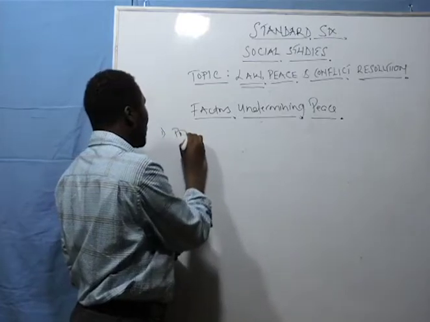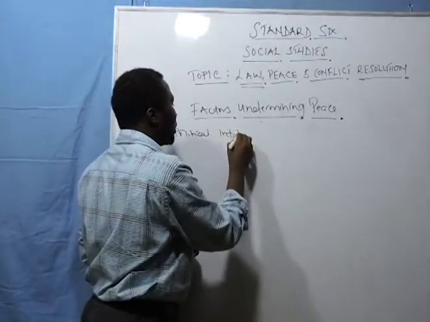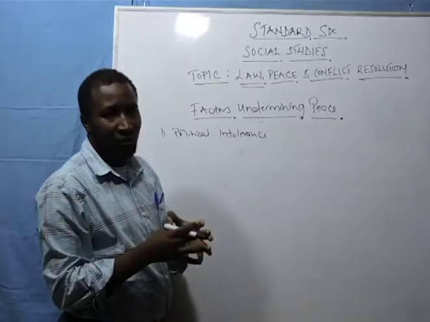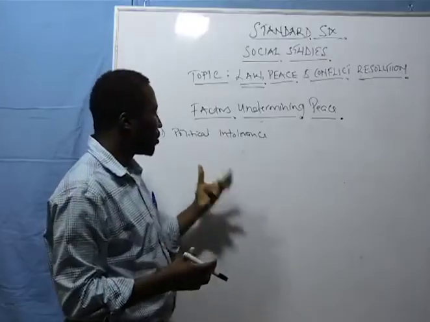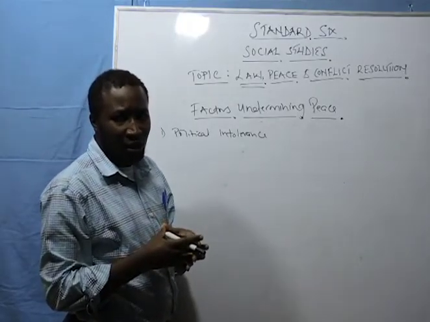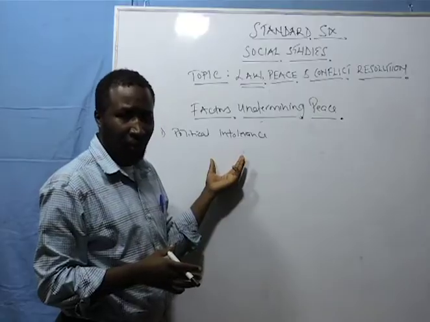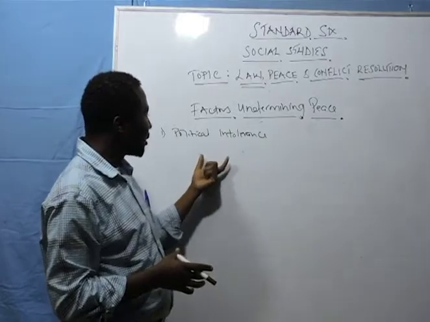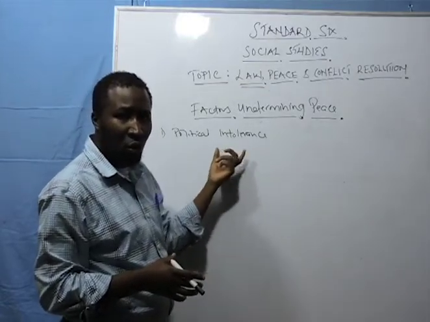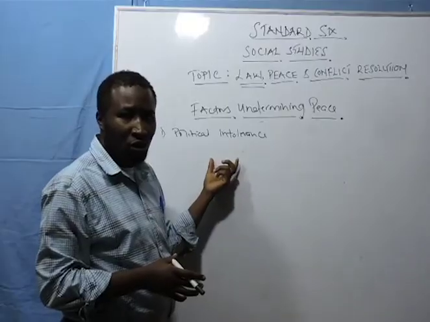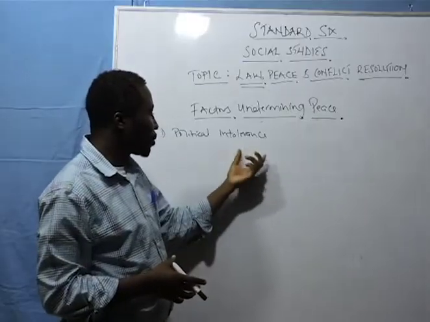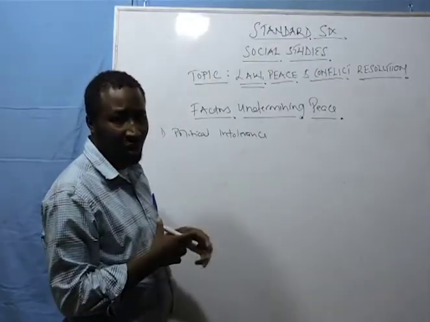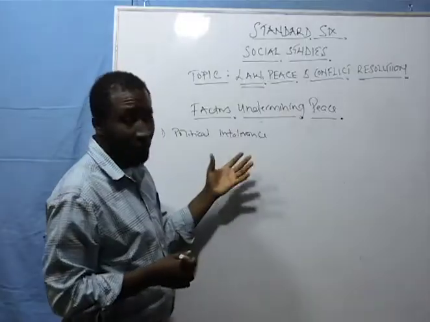So what do you mean by political intolerance? Political intolerance is about when, in terms of politics, for example, there was political instability in our country in the year 2007, whereby two parties did not agree on the outcome of the election. What happened is that the party that did not accept defeat led to a conflict, a sort of war in our country, which was not a good idea. So political instability or intolerance brings about conflict in our country, and is a factor that does not promote peace.